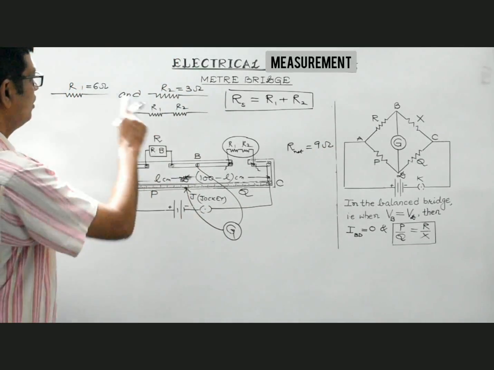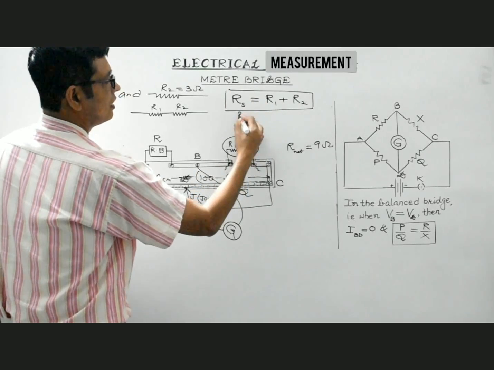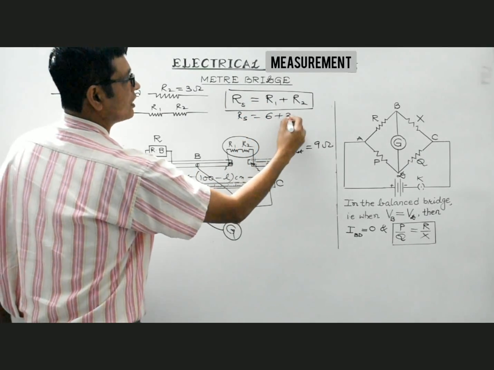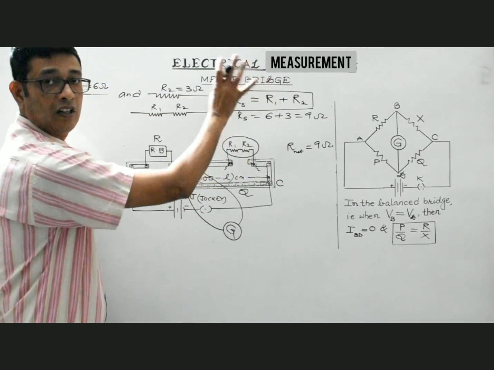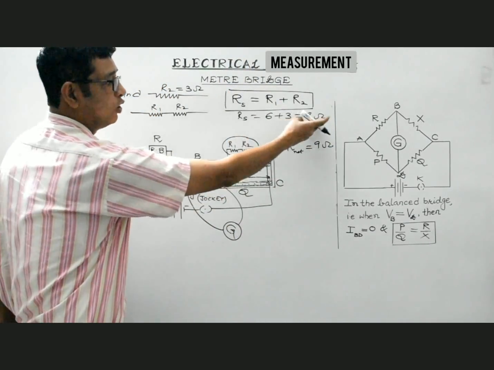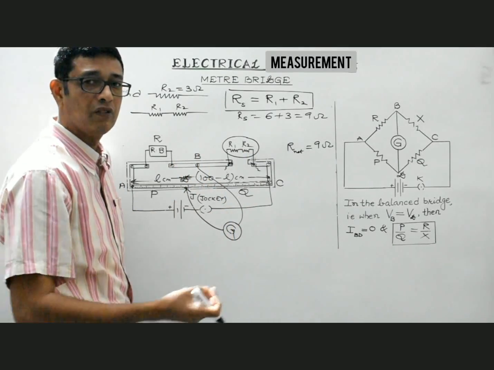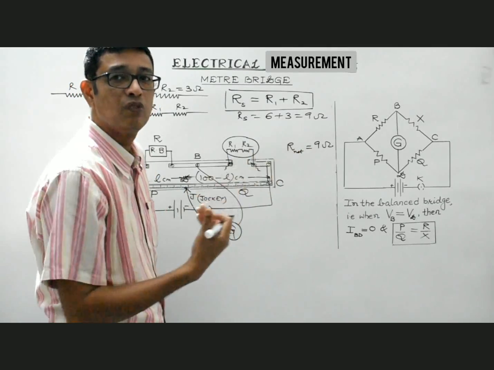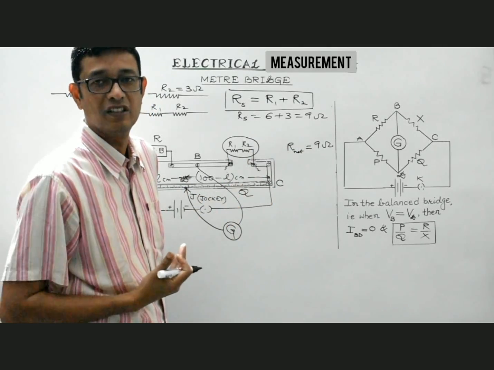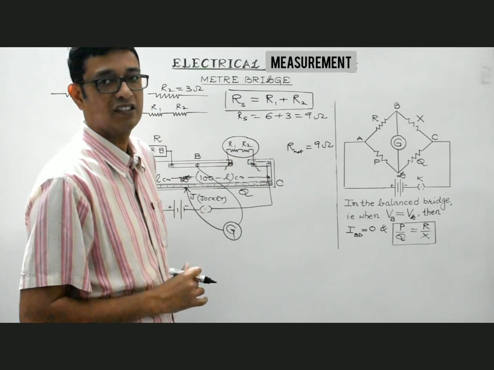Right? And on adding these two, by applying this law directly, we will get Rs is equal to 6 plus 3, that will be 9 ohm. So, this formula will give you 9 ohm, and experimentally when you make use of meter bridge, then also the value should be more or less equal to 9 ohm. So, both will be in close agreement with each other.